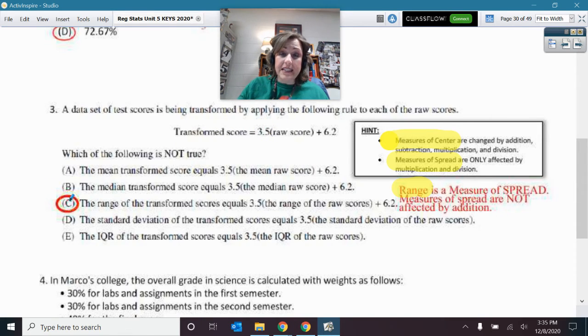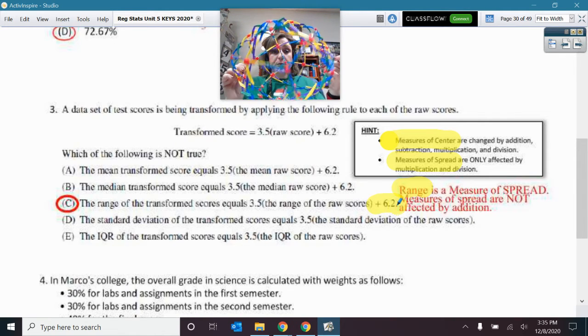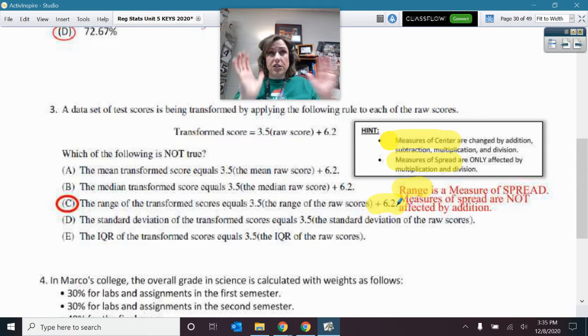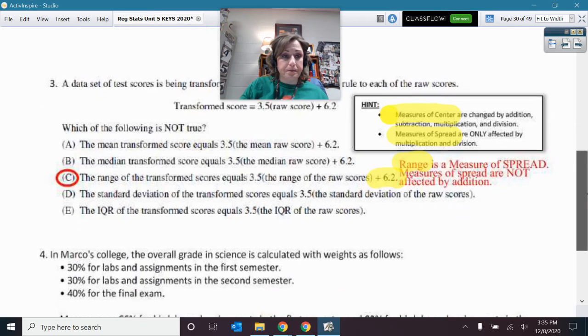So that's what makes C false. C says that the range is 3.5 times the range of the raw scores plus 6.2. So it's saying, hey, we're going to take that whole range, multiply by 3.5, and then shift it 6.2. Well, shifting it 6.2 does not change the spread. It just shifts where it is located, but it doesn't change the spread.